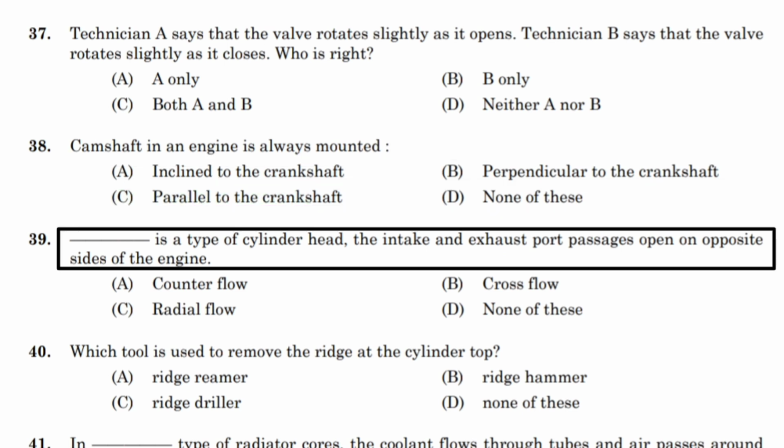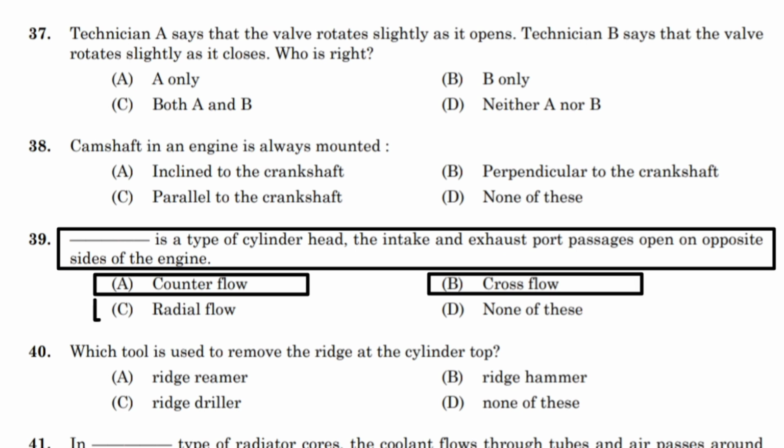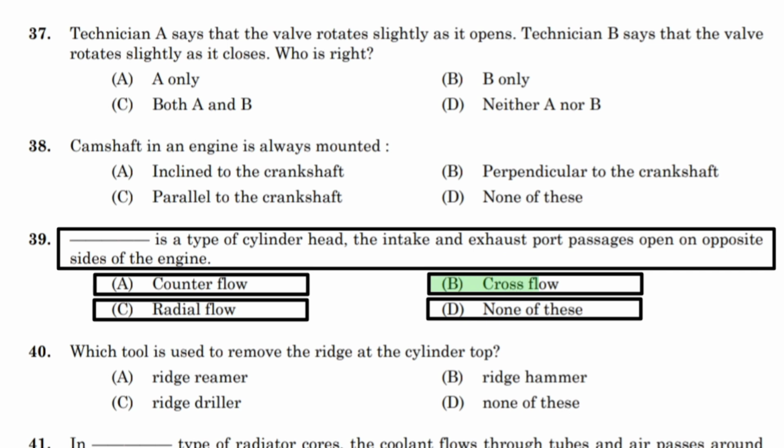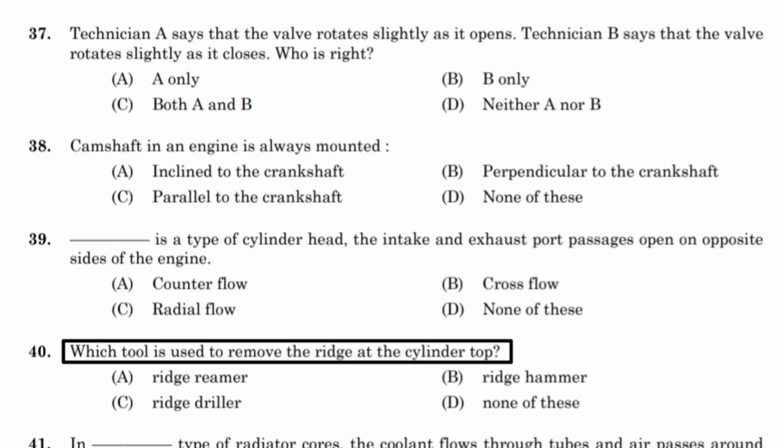39. Dash is a type of cylinder head. The intake and exhaust port passages open on opposite sides of the engine. A. Counterflow, B. Crossflow, C. Radial flow, D. None of these. Answer B. Crossflow.